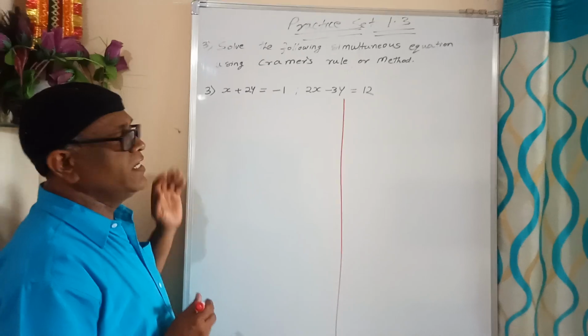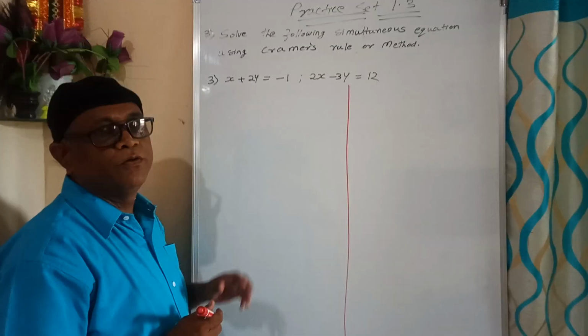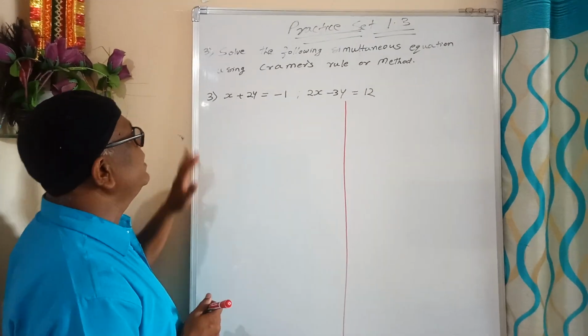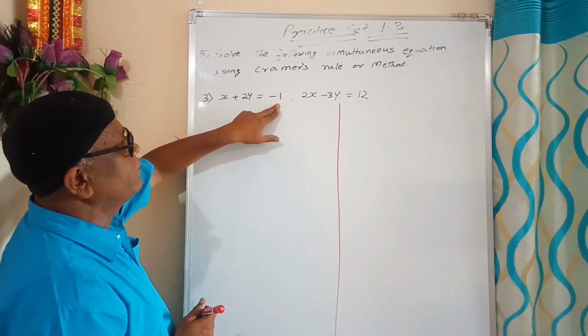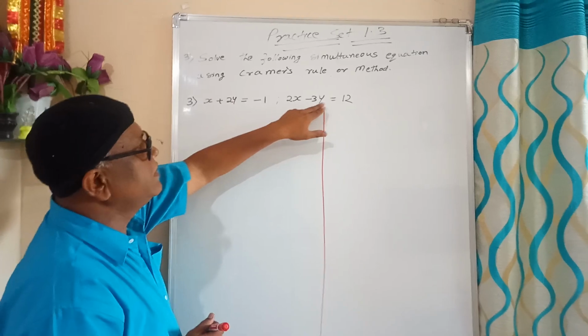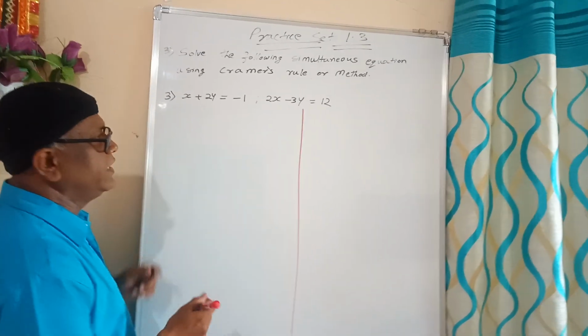From this question, the second example is your homework. Now the third example we are going to see. Third: x plus 2y is equal to minus 1. This is the first equation. 2x minus 3y is equal to 12. That is the second equation.